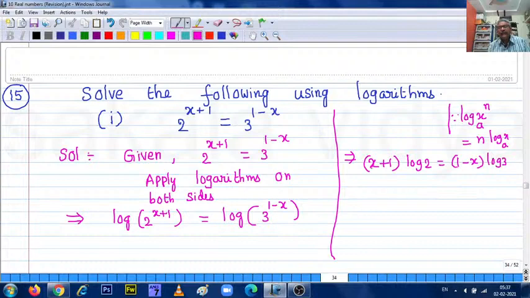Now multiply x plus 1 with log 2. You get x into log 2, x log 2, plus log 2 into 1, log 2, equal to log 3 into 1, log 3, minus x log 3.